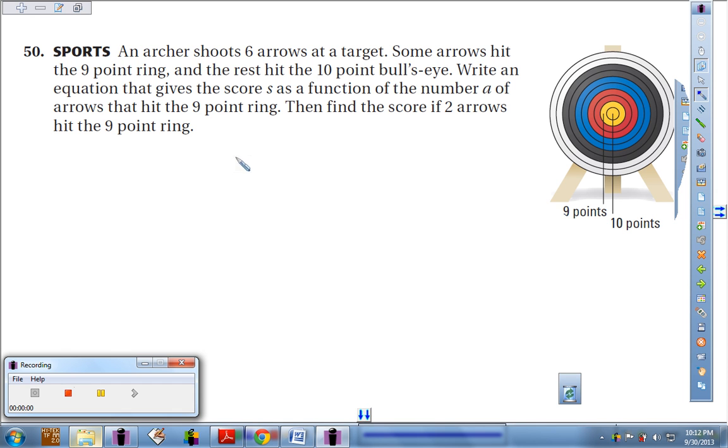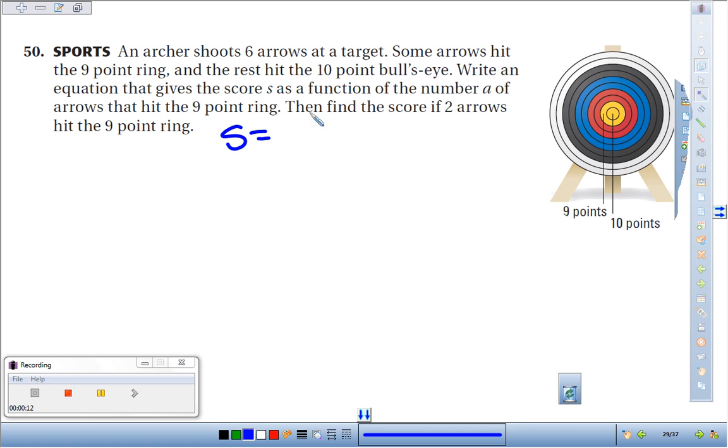In number 50, an archer shoots 6 arrows at a target. Some arrows hit the 9-point ring, and the rest hit the 10-point bullseye. Write an equation that gives the score, S. So we're going to have S equals. S is a function of the number A of arrows that hit the 9-point ring. Then find the score if 2 arrows hit the 9-point ring.